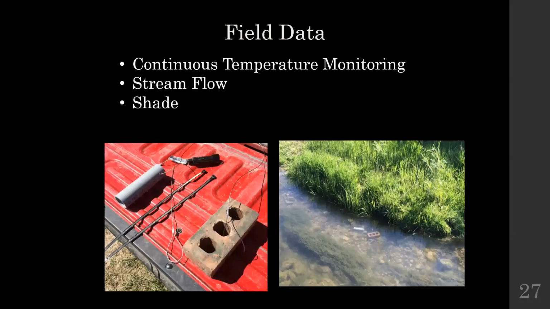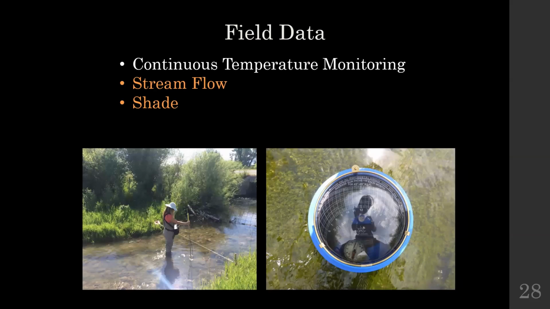So as part of this effort, continuous temperature monitoring was done in 2013, as well as some stream flow measurements at various time points throughout that summer, and also measurements of shade. On the left is somebody collecting stream flow using a typical Marsh-McBirney type flow meter, I believe. And on the right is a solar pathfinder, which can be held into the stream at different points to determine the amount of sunlight hitting the stream, and also the amount of shade during a certain time of day.